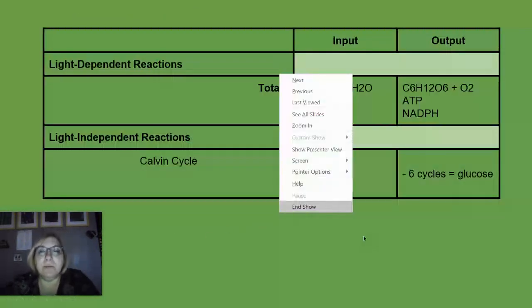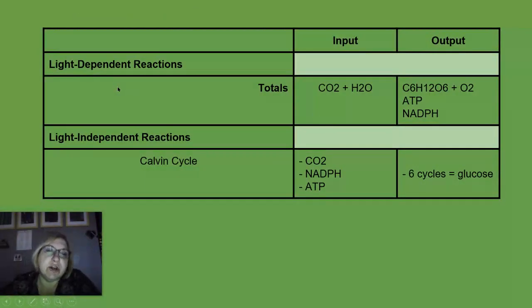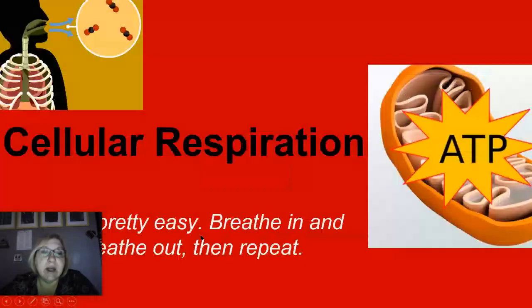Okay. So, last slide. I'm sorry. Here's a chart. So this is the input I was just talking about: carbon dioxide and water. And then it gives off sugar and oxygen and energy, ATP and NADPH. The light-independent reaction, also known as the Calvin cycle, inputs carbon dioxide, NADPH, and ATP, and it gives you glucose. So there you go. And I believe that's it.